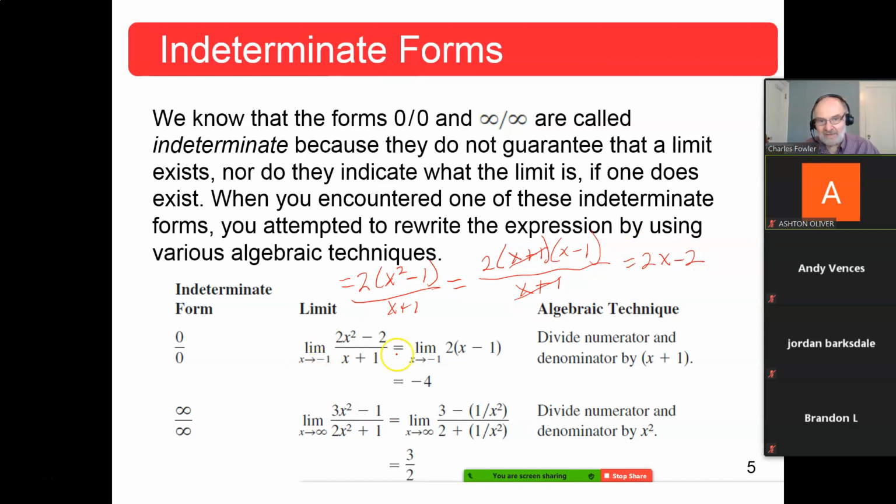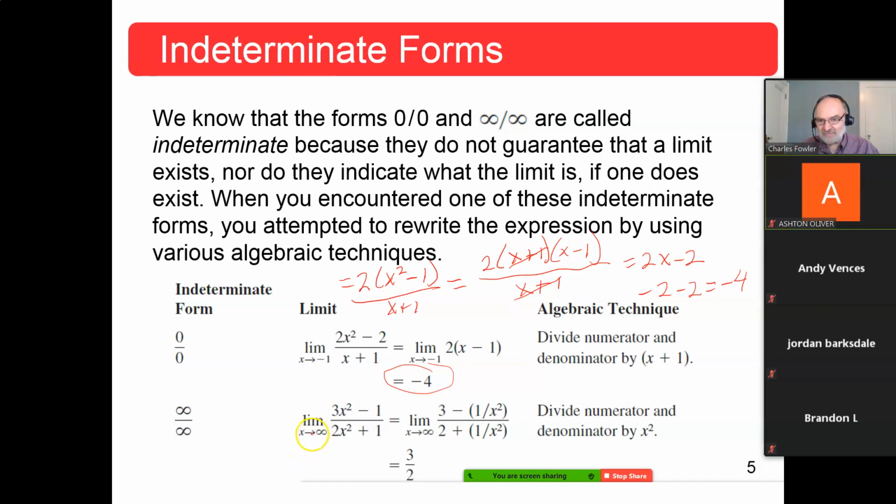And when you plug a minus 1 in there, that gives you minus 2 minus 2, equal minus 4. So there's a limit. That limit does exist as x approaches minus 1. Okay? Why? Because you factored it. You used algebraic techniques to simplify your rational expression that gave you an indeterminate form, and you came out with the limit equal to minus 4.